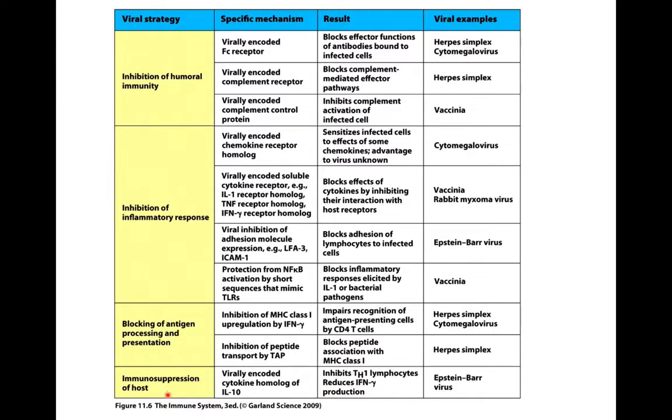And some viruses can actually cause immunosuppression of the host, not just preventing immune responses specific to the virus, but general immunosuppression. So Epstein-Barr virus, EBV, encodes a homolog of IL-10, and it forces cells to produce this IL-10 homolog. By doing that, it inhibits Th1 responses, reduces interferon gamma production, and generally causes immunosuppression. Right, and that's something that we see in chronic EBV and in mononucleosis.